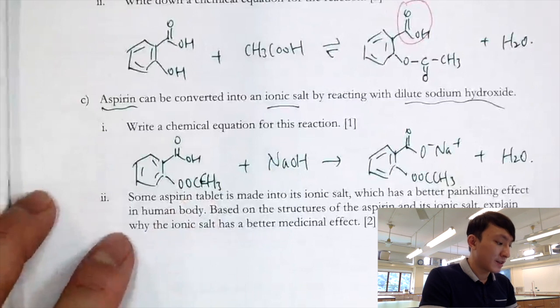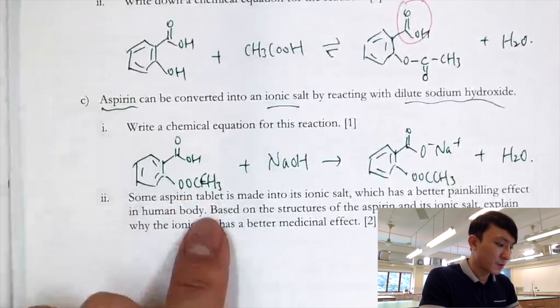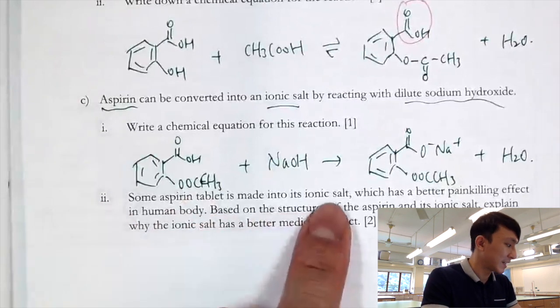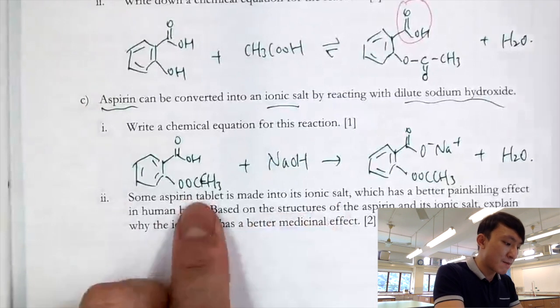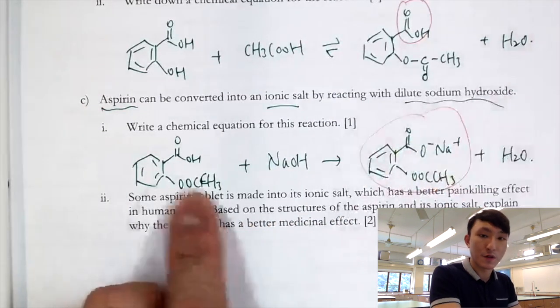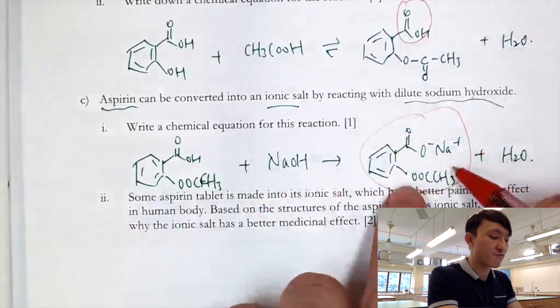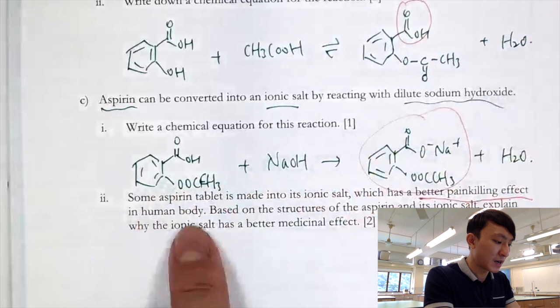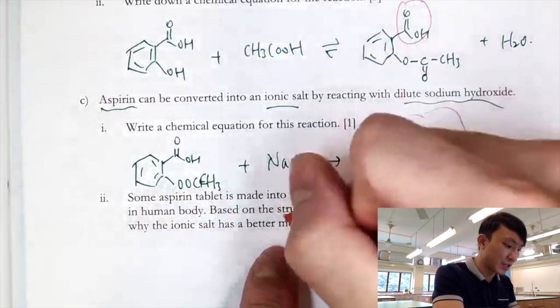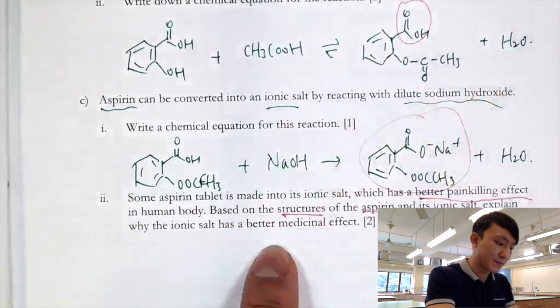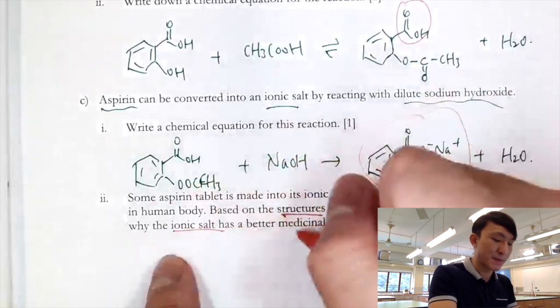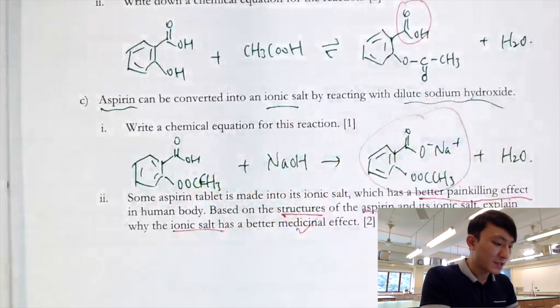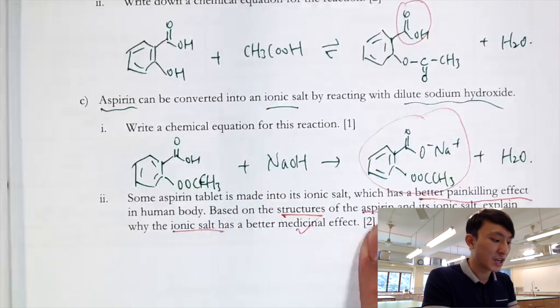Okay, and C2, it says that some of the aspirin are made into ionic salts. So basically, some of the aspirin, they are made into this form rather than this form, all right? Made in this form rather than this form, and which has a better painkilling effect in our human body. So based on the structures of aspirin and ionic salt, explain why the ionic salt has a better medicinal effect. Now this question could be challenging, but the hints were given, which are the structures we have to compare.